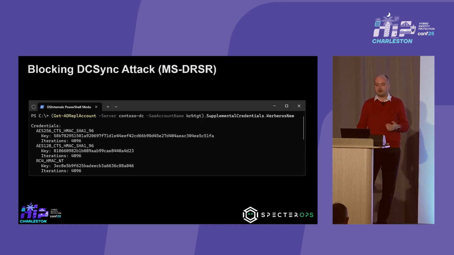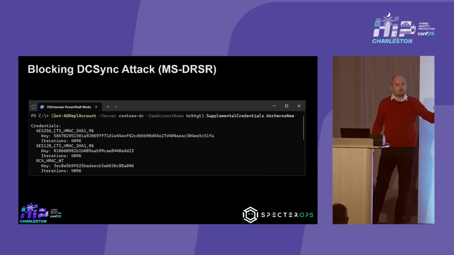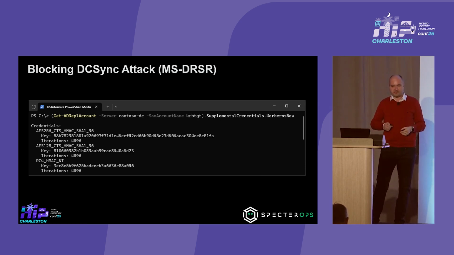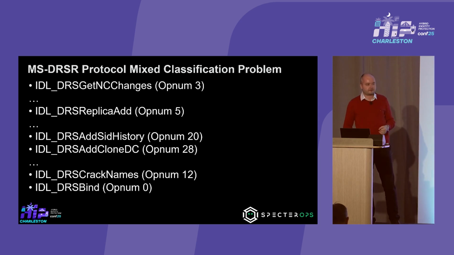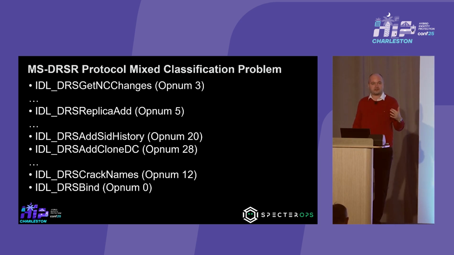protocol to fetch secrets from Active Directory. This is how you can get KRBTGT using my own PowerShell module, which could then be used as a precursor for the so-called golden ticket attack. Very nasty thing. But you cannot block the replication protocol. You cannot limit the replication protocol to domain controllers.